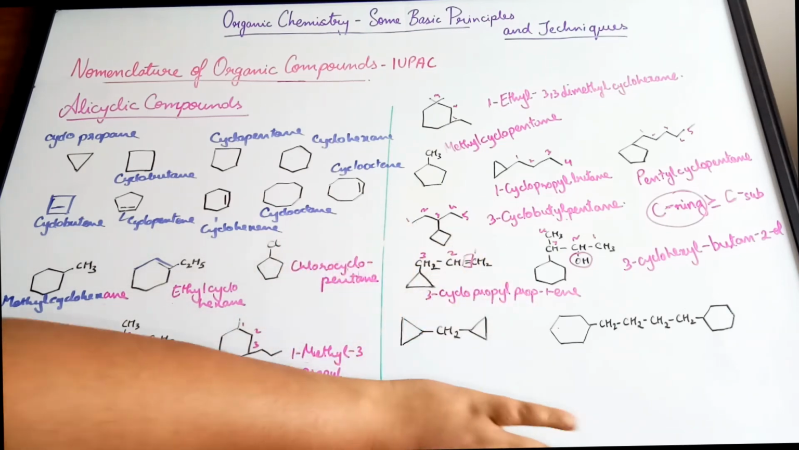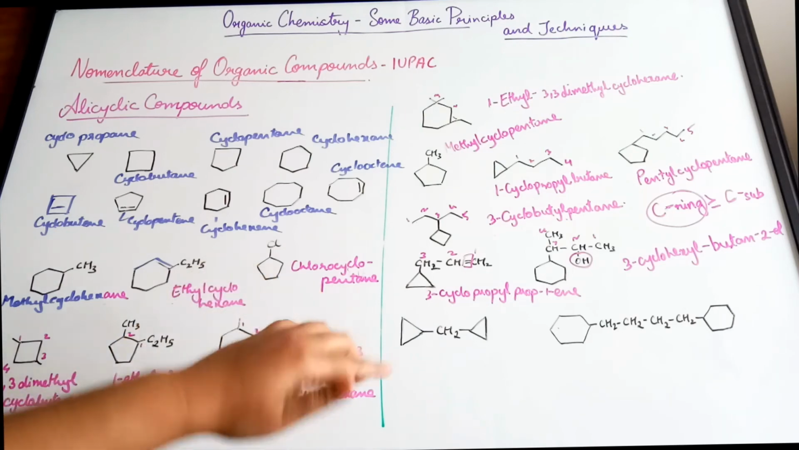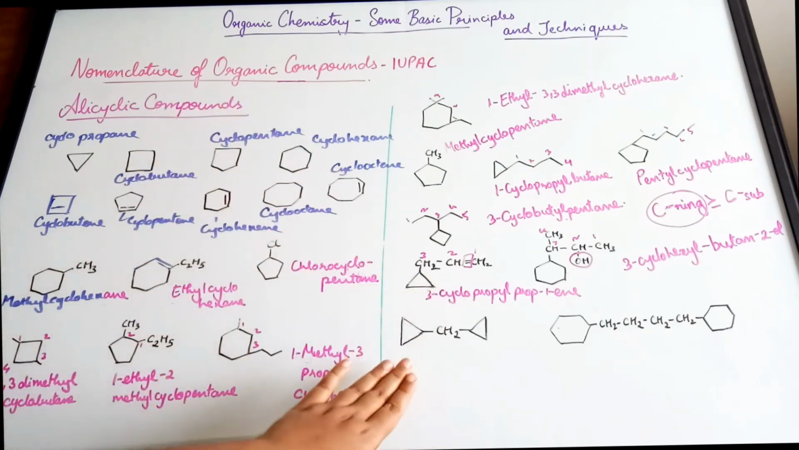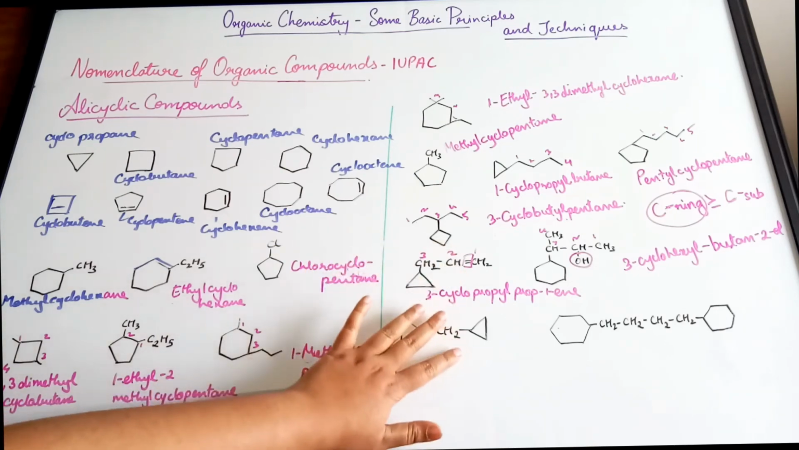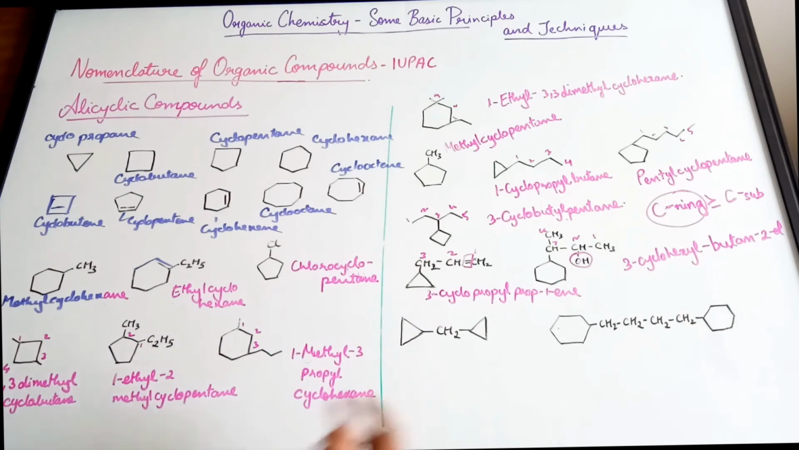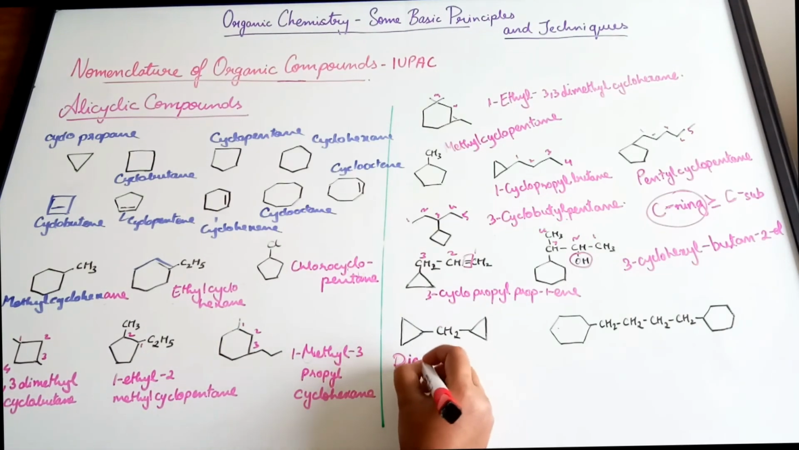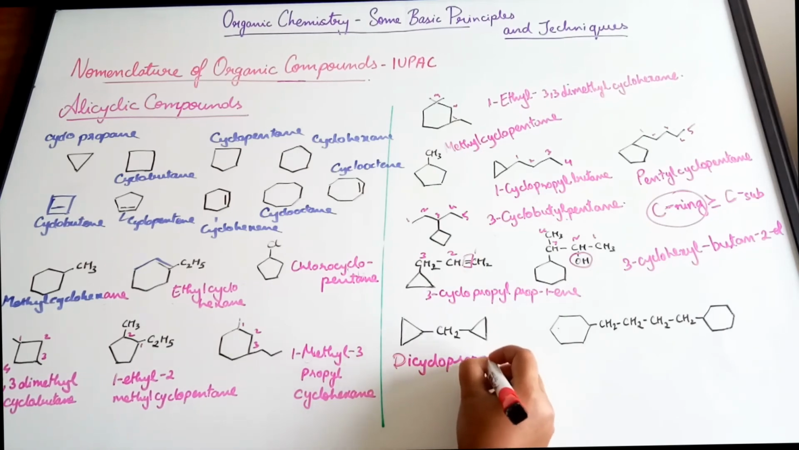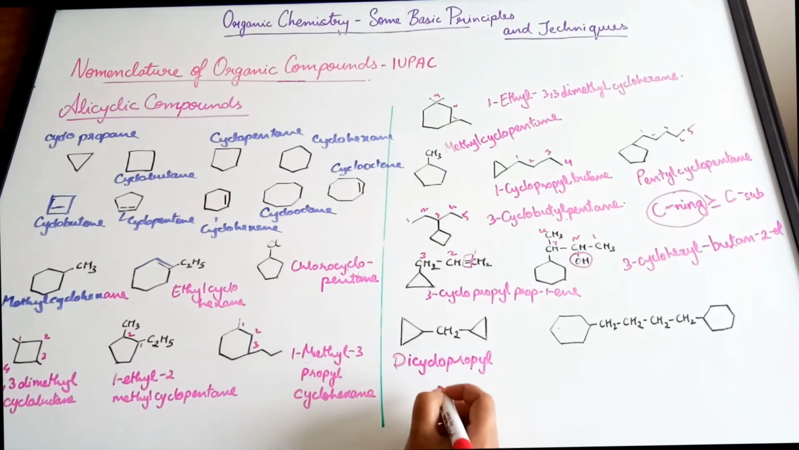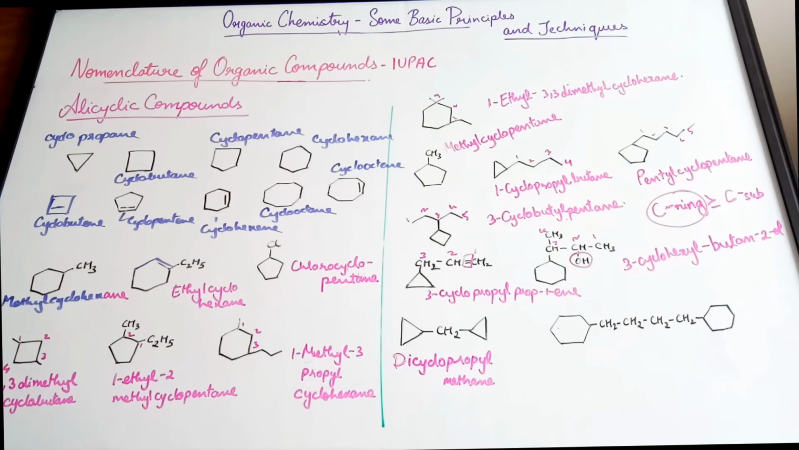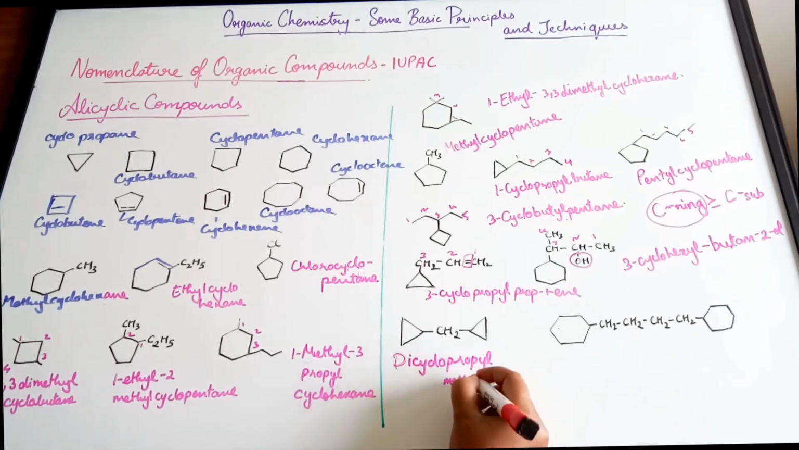So irrespective of the length of the chain, even if it was 10 carbon atoms long or 1 carbon atom long, if it has 2 cyclic groups, then the compound is a derivative of that straight chain only. So here you have dicyclopropyl, and this is one carbon atom, so methane. This is an A, this is not an E.